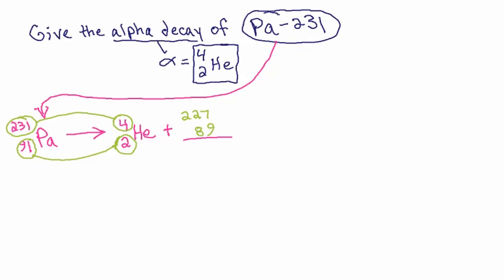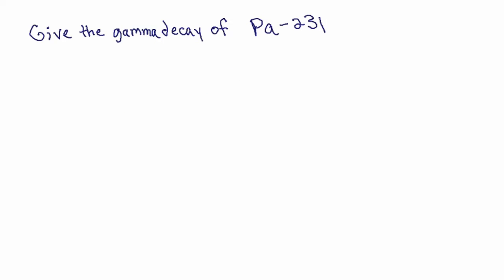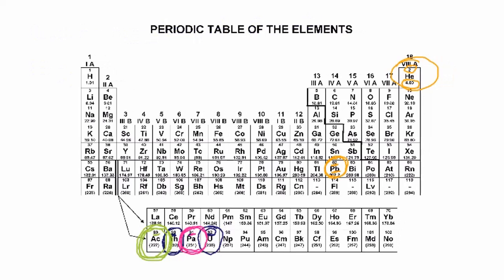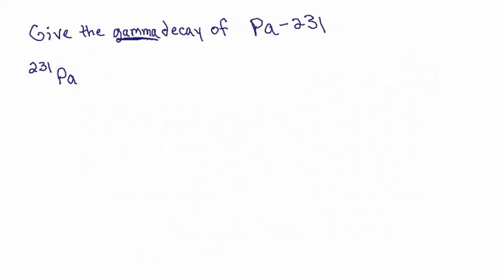So let's go back to our board, and that's isotope Ac227. Now here's another one, and it's almost the exact same thing, but the difference is that this is asking for the gamma decay of Pa231. So we already know how to write Pa231 in isotope notation. And do you remember from the periodic table what the atomic number was? Let's go and check and make sure. There, Pa is 91.